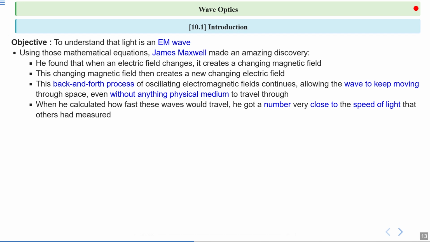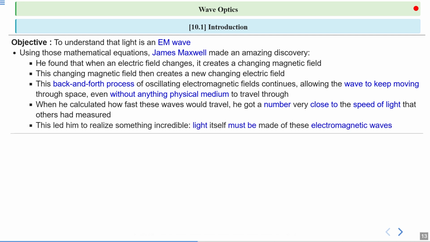So when Maxwell calculated the speed of these waves, he found that it matched the speed of light measured by others. This was a groundbreaking realization because it linked light to electromagnetic waves, suggesting that light itself is an electromagnetic phenomenon. So Maxwell's work led to the incredible conclusion that light is made of electromagnetic waves. This discovery was revolutionary, fundamentally changing our understanding of light and laying the foundation for modern physics.